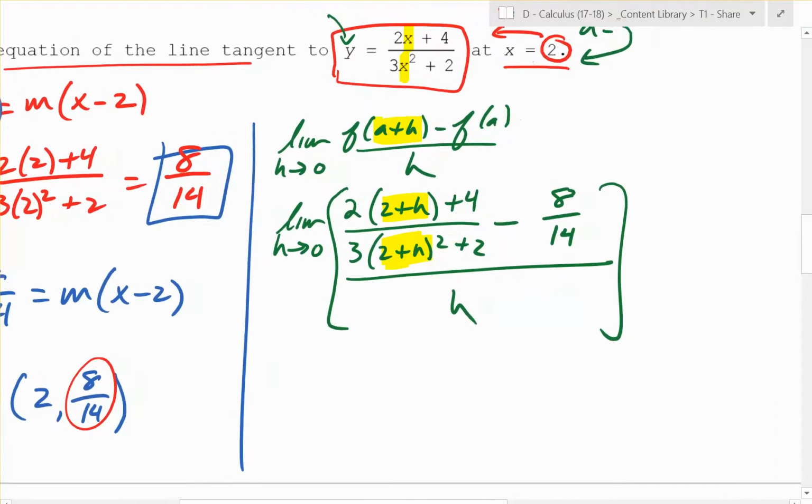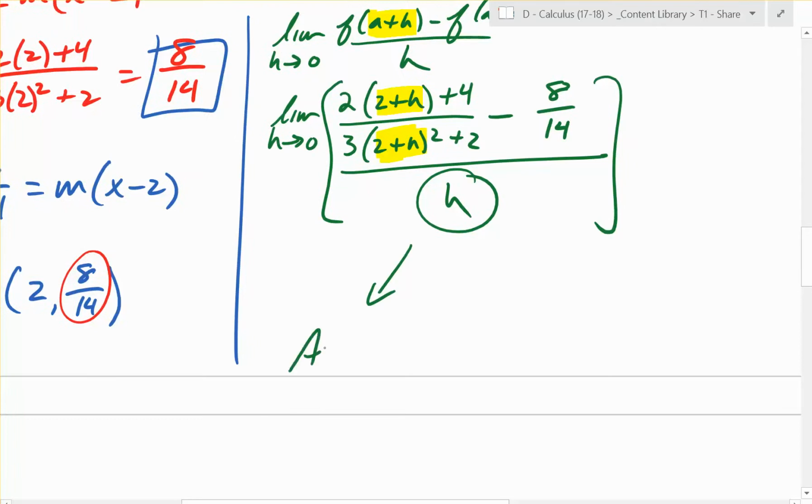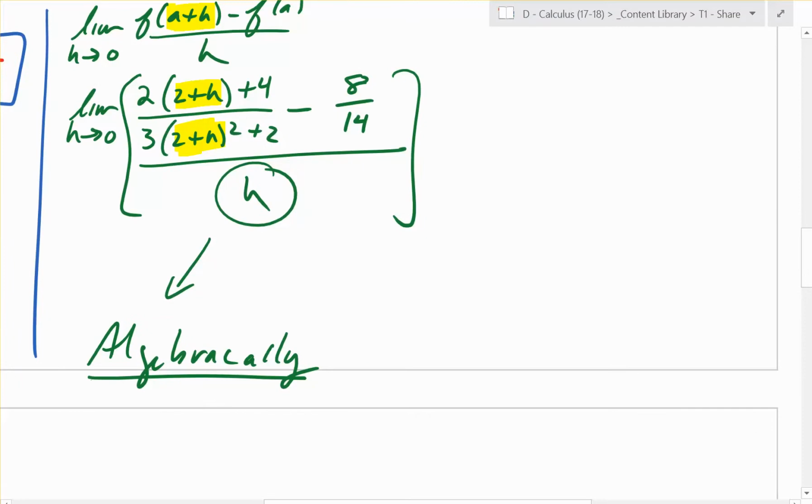You need to simplify the top, and then eventually you have to cancel that h because you can't plug in 0 right now. So you can do this algebraically. It takes a little while, and we'll do that in class, do it in groups, but definitely try it on your own. See how far you can get with the algebra.